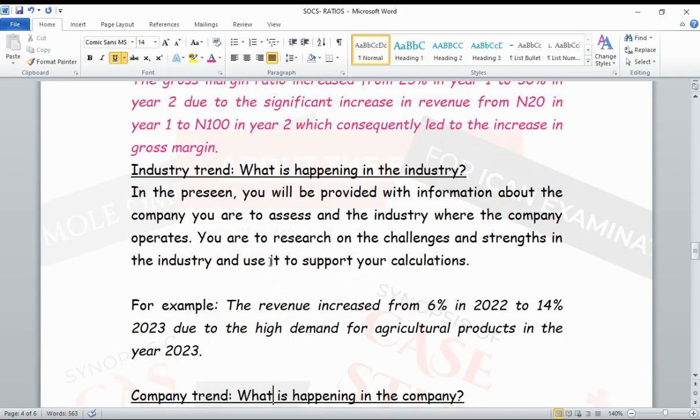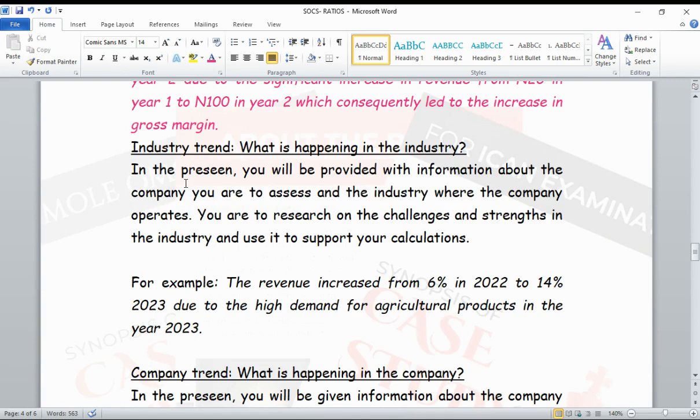Now, how do you analyze using the industry trend? In the pre-seen, you'll be given information about what is happening in the industry, what is obtainable in the industry, and all of that. So in the pre-seen, you have to extract information. I always tell people that when you get your pre-seen, aside from the information that is given in it, look at the industry that the company is actually operating in. You will definitely know from the pre-seen the industry the company you are assessing is operating in. Go and look at it.